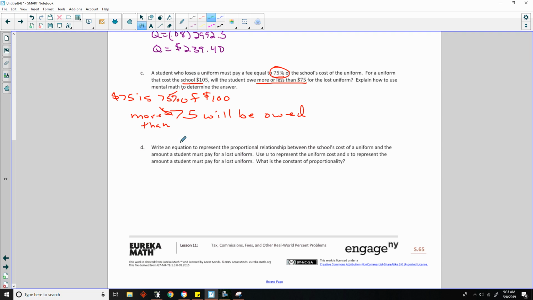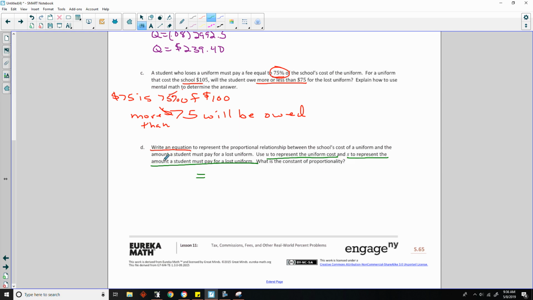Okay, part D says, write an equation to represent the proportional relationship. Write an equation. All right, so I'm going to write an equal sign. Write an equation to represent the proportional relationship between the school's cost of a uniform and the amount a student must pay for a lost uniform. Use U to represent the uniform cost and S to represent the amount a student must pay for a lost uniform. And up above here it says, a student who loses a uniform must pay a fee equal to 75% of the school's cost of the uniform.